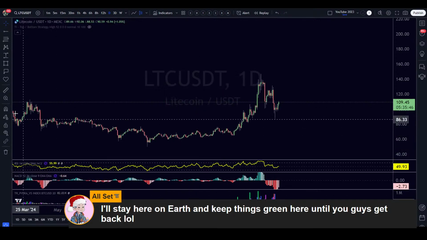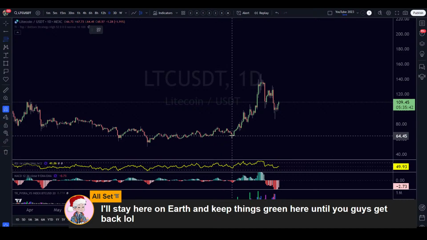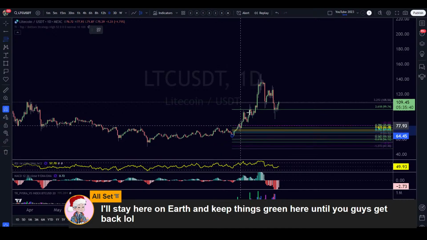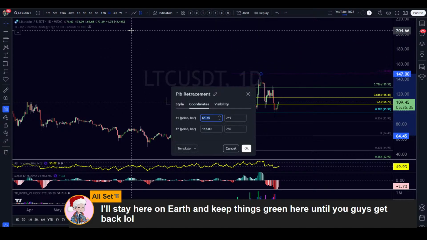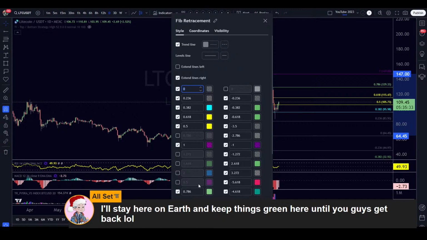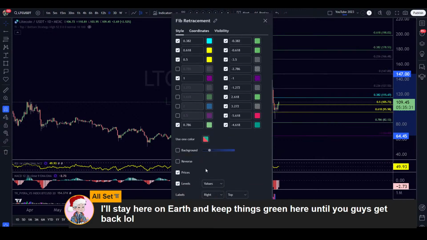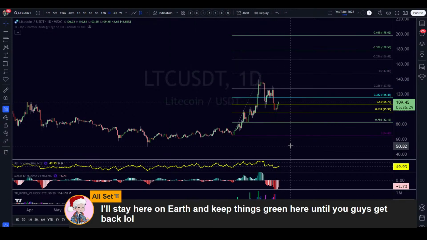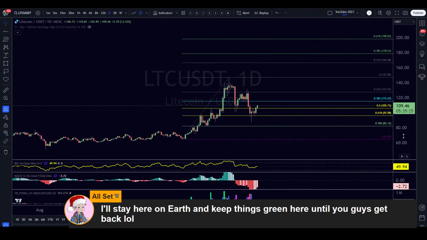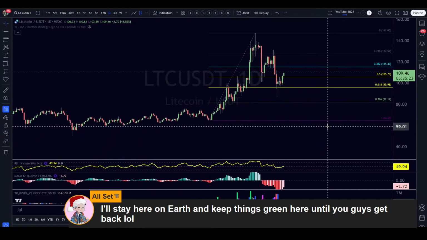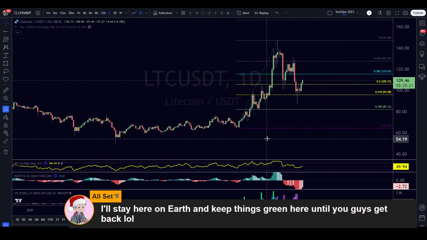Now what I'm going to do is make sure my magnet tool is on, go to my fib retracement tool, go from the very beginning of this move up, and make sure it's clicked on there. I'm going to go to my settings and make sure that this is not on reverse, and then click OK. And then look at this, bingo and a bango. Very nice.